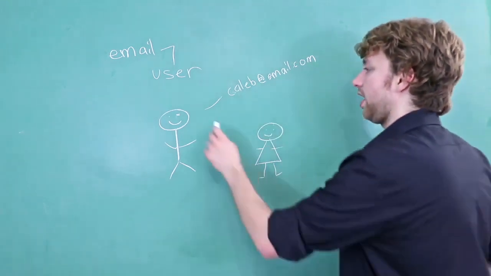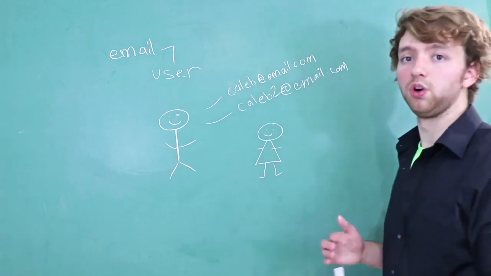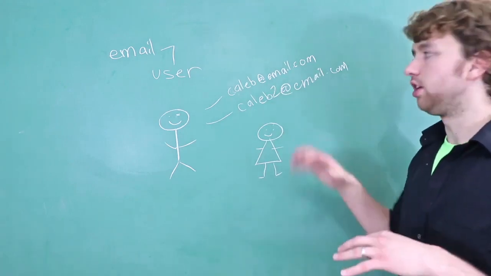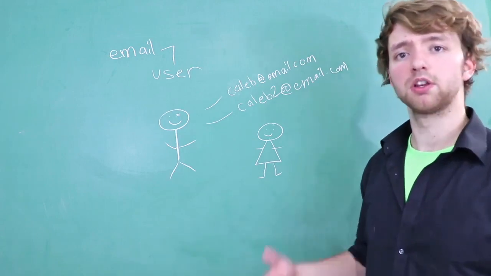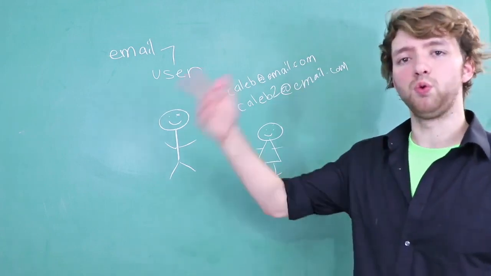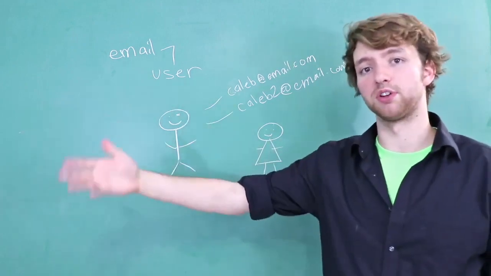Additionally, we cannot have Caleb have two emails. This would be illegal in a one-to-one relationship. And you might think, well, hey, what if I want my users to be able to have multiple emails? Well, that is actually what the one-to-many and also going further, the many-to-many relationships are for.